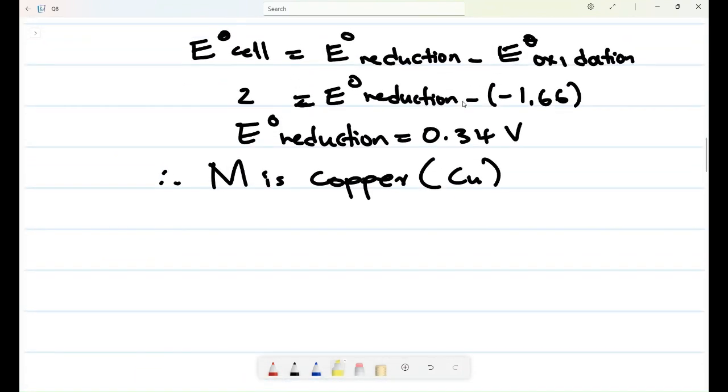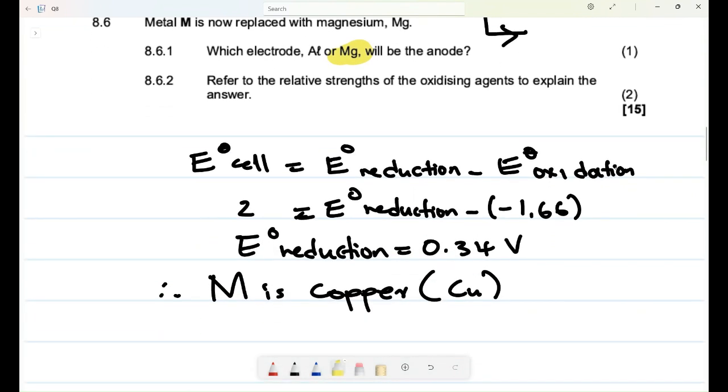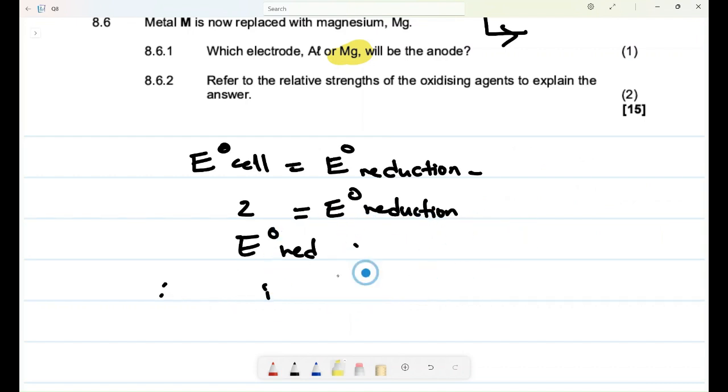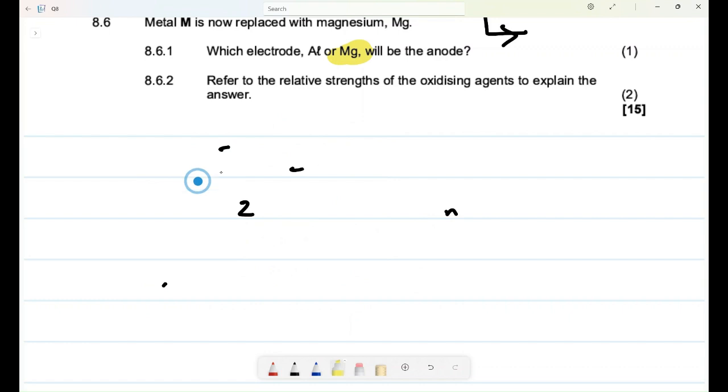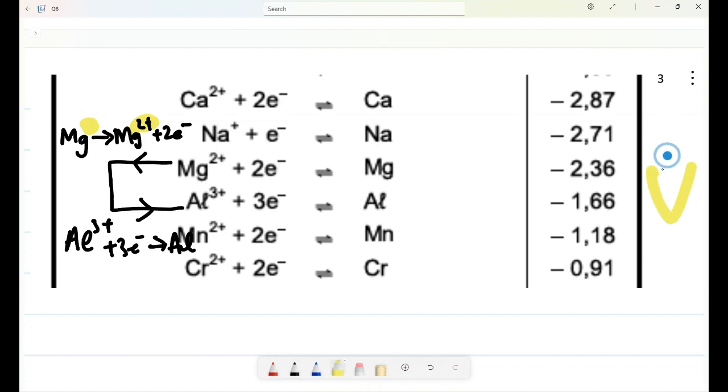We'll answer why we say now it is that. So we say it is magnesium. Refer to the strength of the oxidizing agent to explain your answer. Now, Mg, aluminium. Okay, I think I took a short. I was supposed to take a full extended table here, where it shows which one goes where, like the relative strength. Okay, but I'll tell you.